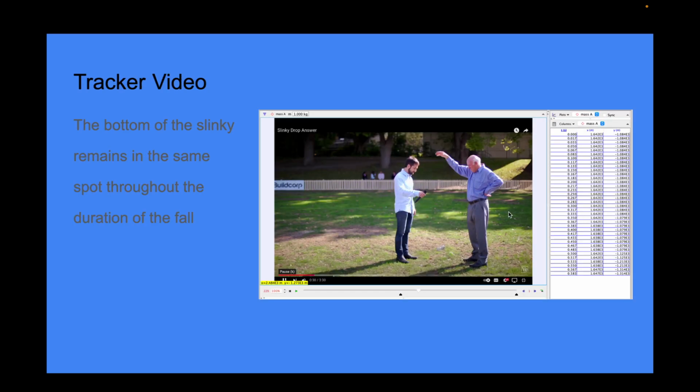So here's my Tracker video. Like I said, as the video plays, the bottom of the Slinky remains constant. And here are all of my coordinates. You can see at each time interval I have the x coordinate and the y coordinate, and the y coordinate pretty much remains the same.